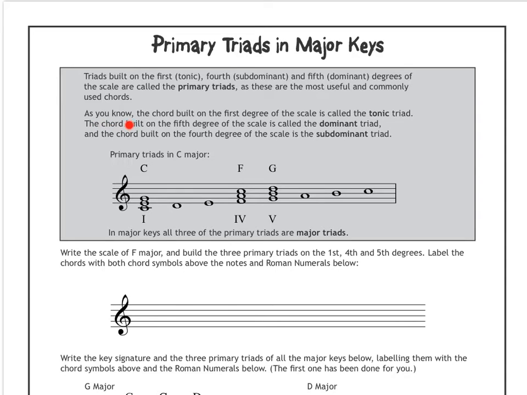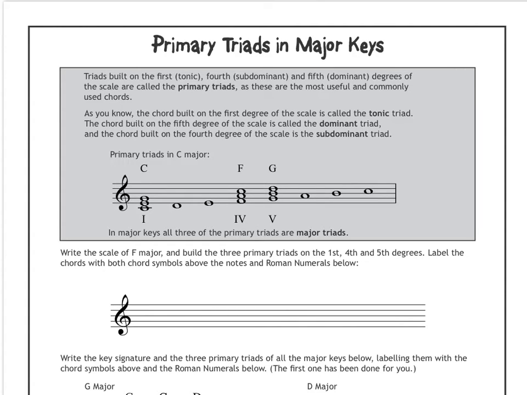So, as you know, the chord built on the first degree of the scale is called a tonic triad. We talked about that already. The chord built on the fifth degree of the scale is called the dominant triad. In this example here, in C major, G is the dominant note, and so the triad built on the dominant note is a dominant triad. And the chord built on the fourth degree of the scale is the subdominant triad. Okay, the triad built on the fourth scale degree.